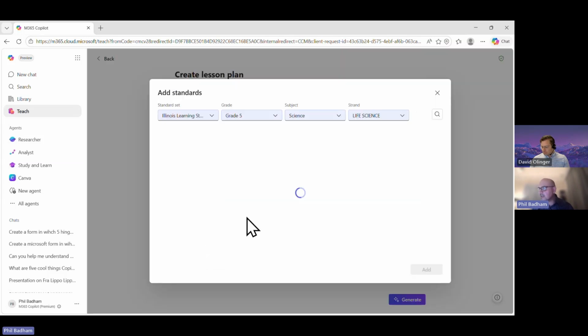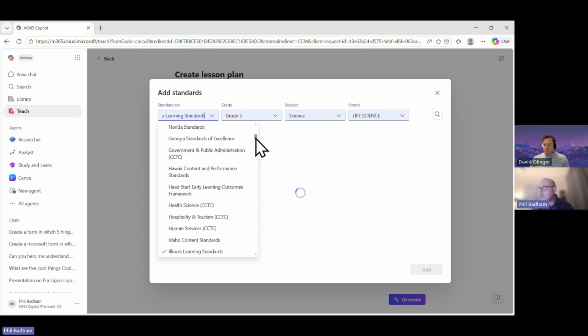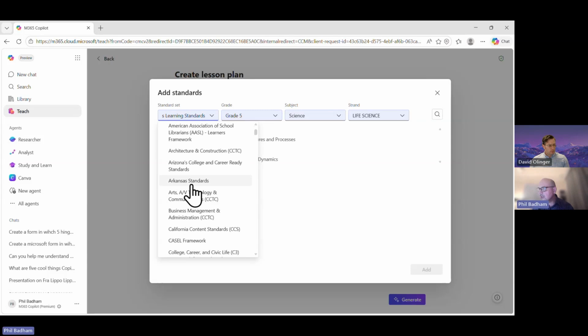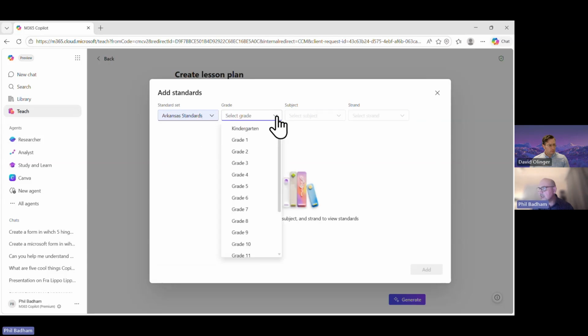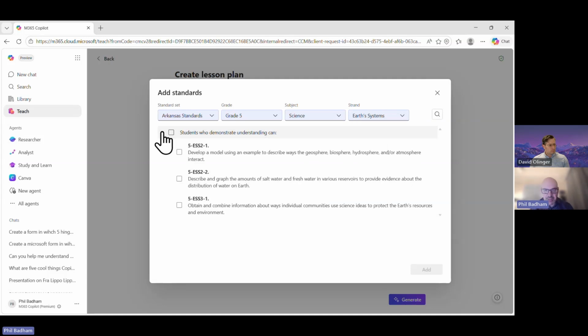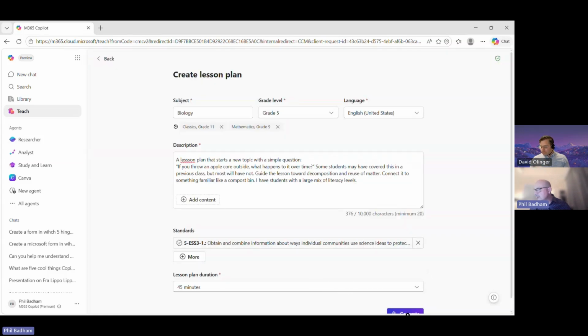Then I'm going to add my standards. So I'm going to go with a state. So let's choose. There we go. The standards from that state. And I'm going to go grade 5. And the subject is going to be science. And the strand is going to be Earth systems. And then it's basically going to load in all of the individual standards for that state. So I'm going to choose this one here, okay, as my predominant standard. And then I'm going to hit generate.